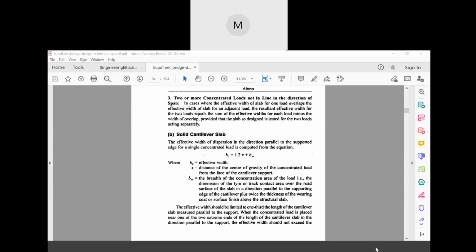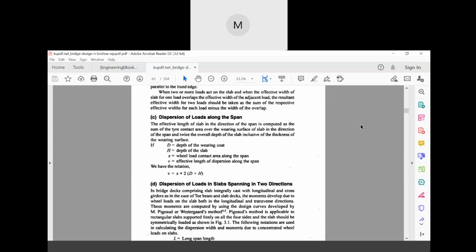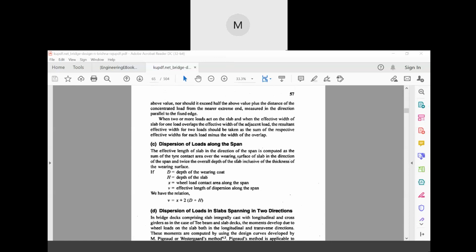Now, if you see here, now dispersion of loads along span. First of all, it was what? Solid cantilever slab, right? Then dispersion of loads along the span. Now along the span of the bridge, the loads will be dispersed in this relation, V equal to x plus 2d by h. So V is the what? Effective length of dispersion along the span.